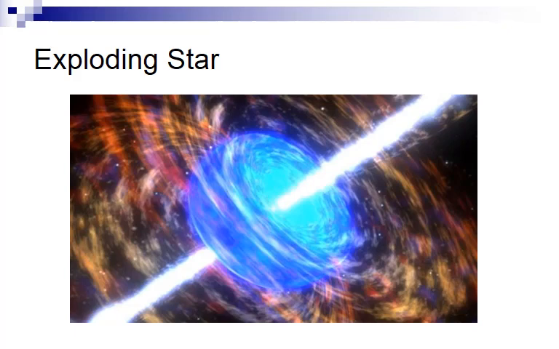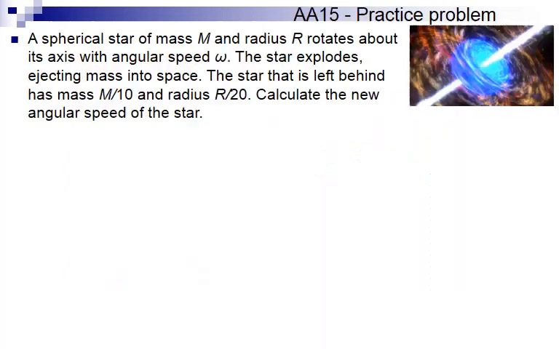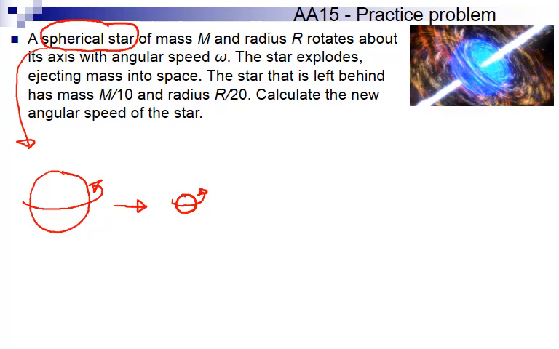So let's take a look at an example of this exploding star. Let's say that we have a spherical star of mass m, with a certain radius and a certain angular speed. The star explodes, ejecting mass into space. The star that's left behind has a mass 1/10 of what it had and a radius 1/20th of what it had. And we want to figure out the new angular speed of the star as compared to what it started as. So when we consider this situation, we can go ahead and draw this out, and that'll help us visualize it.